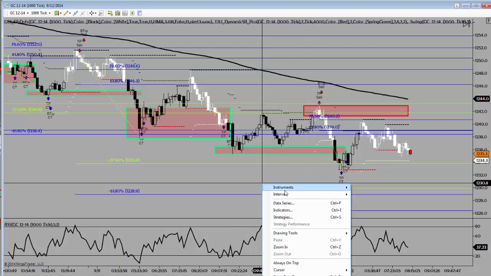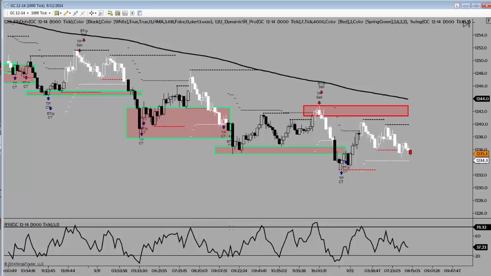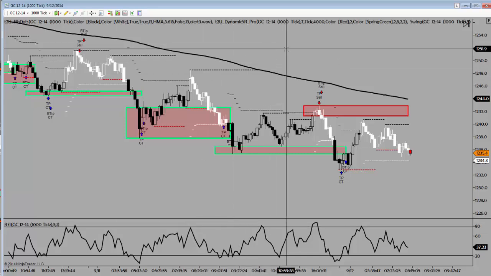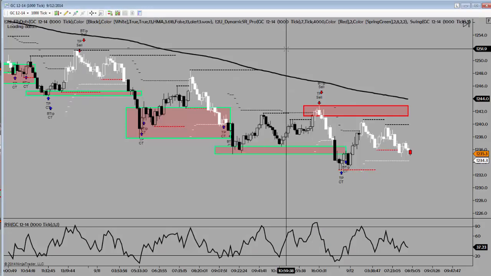All right, let's right click on this dude. Let's get rid of the drawing tools. All right, now let's go TF. We'll go ahead and roll forward now. Contracts have rolled. We're in December. So we'll go to 1214. Gold's already in the December contract.